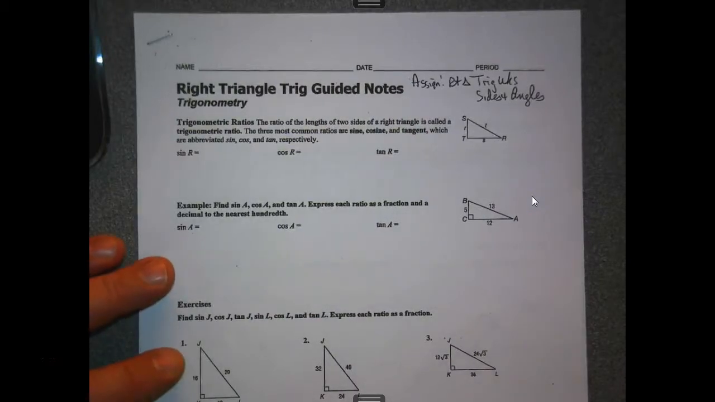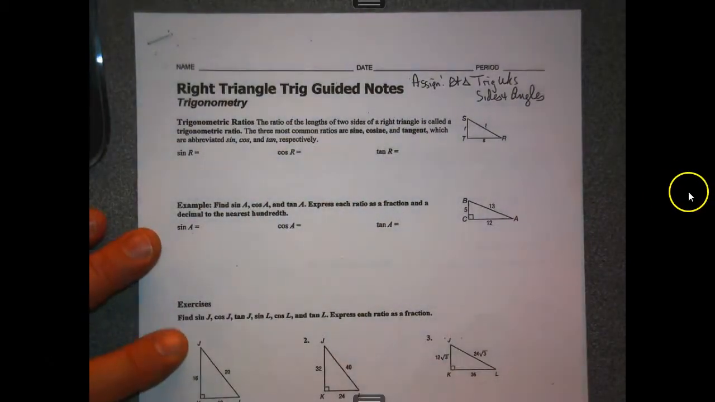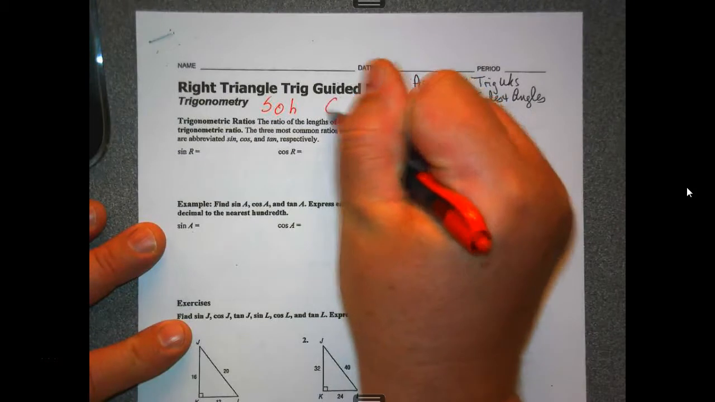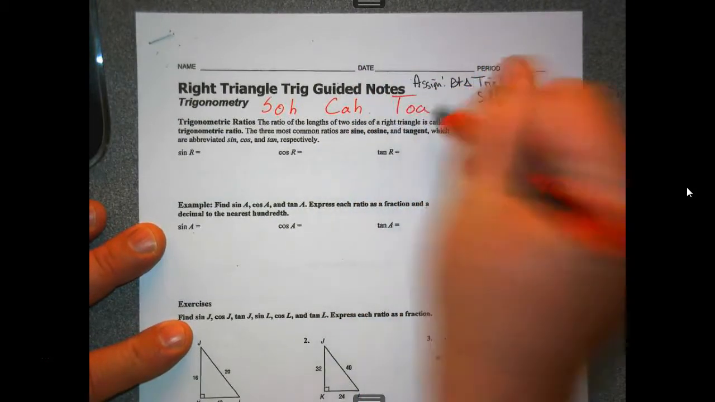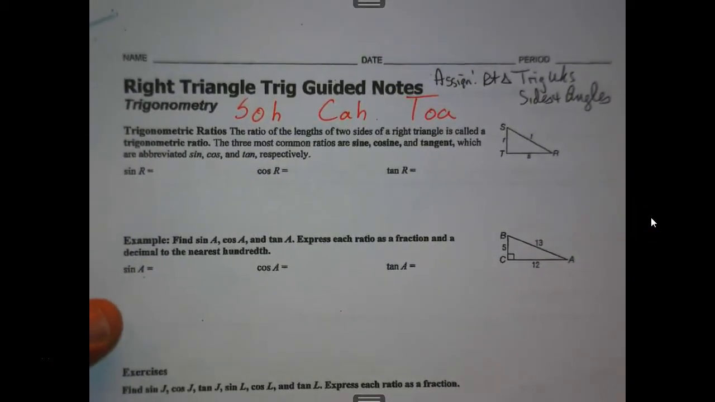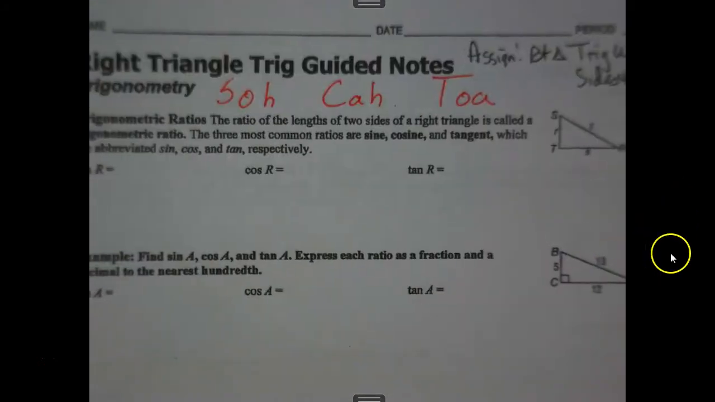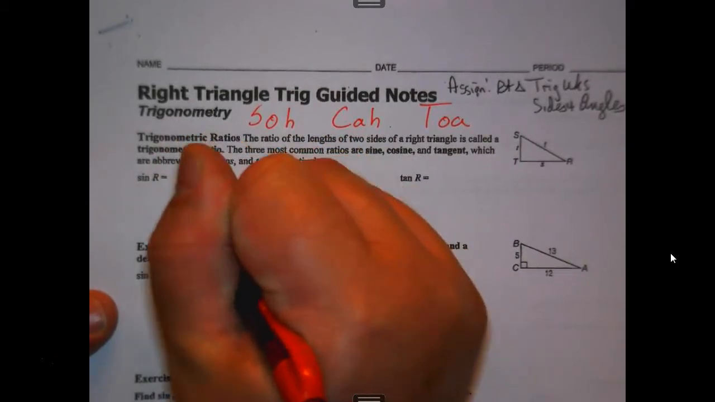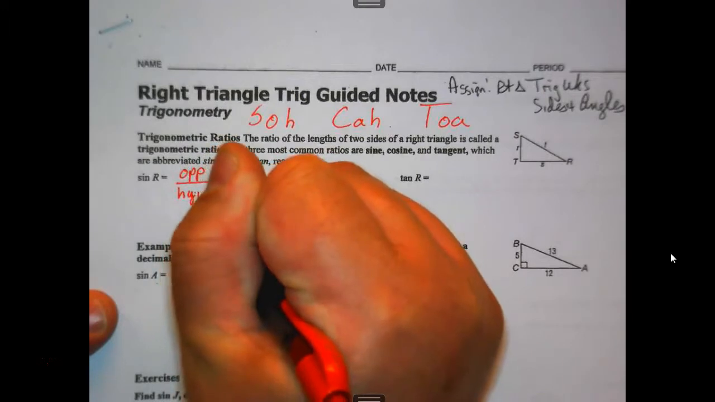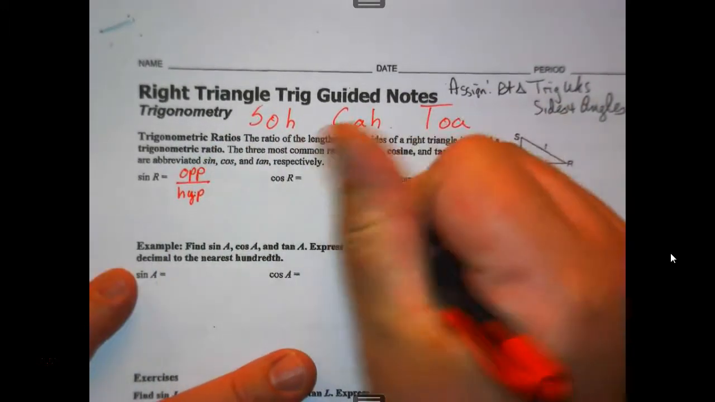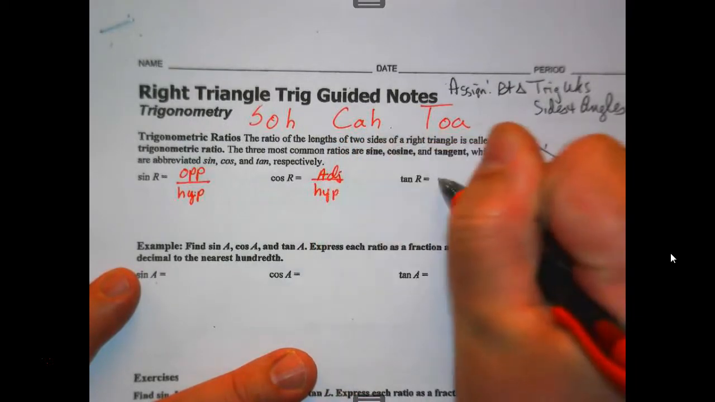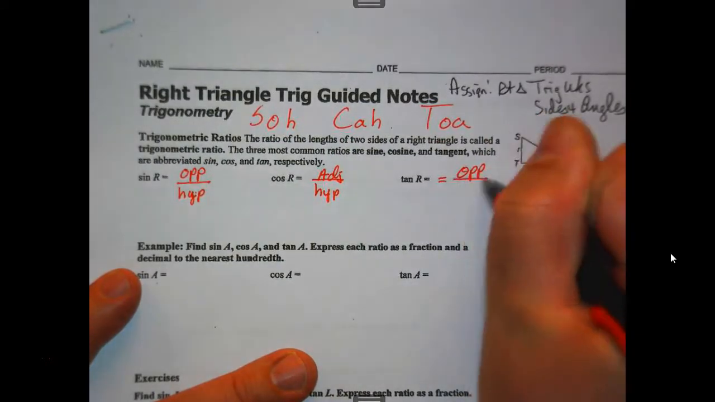All right, triangle trig, guys. Remember trig functions? That's right. So, sine of an angle is what's the definition? That's right. Opposite over hypotenuse. Cosine: adjacent over hypotenuse. And tangent: opposite over adjacent.